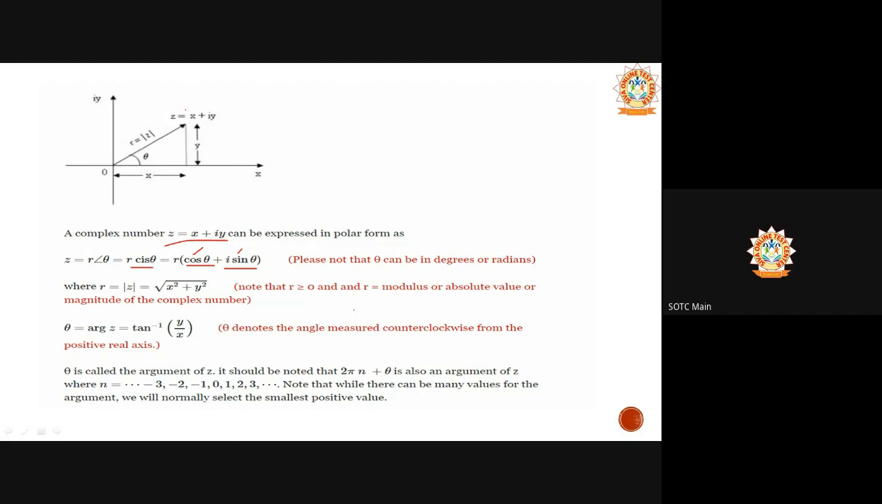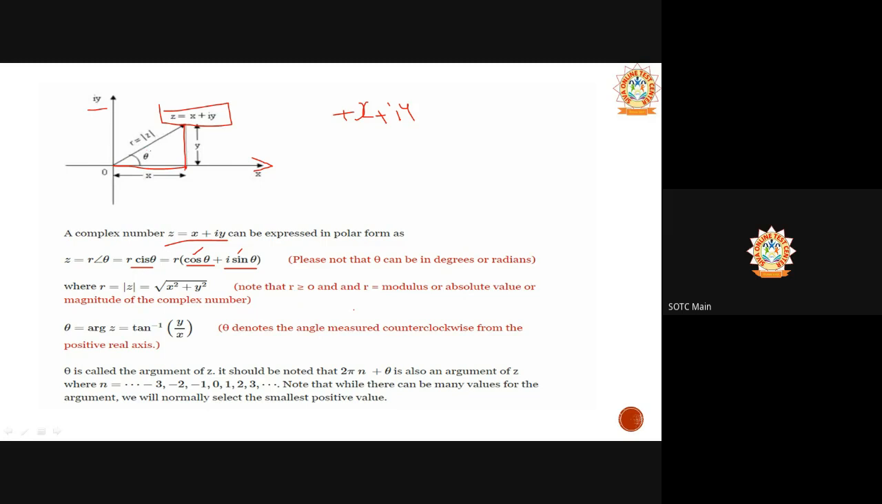If you see, let us suppose my complex number z is equal to x plus iy. On the x-axis they have taken x, on the y-axis they have taken iy. Both are positive, so it is lying in the first quadrant. Now what is this distance? That is x. It is moving x units on the x-axis and y units, or iy units, on the y-axis.